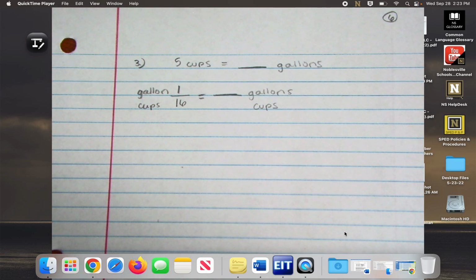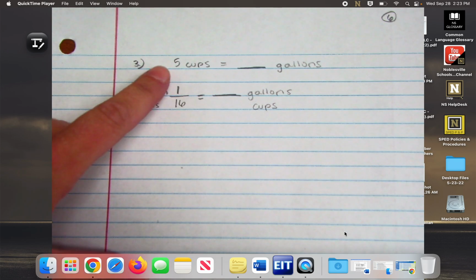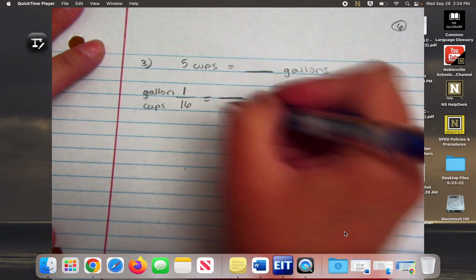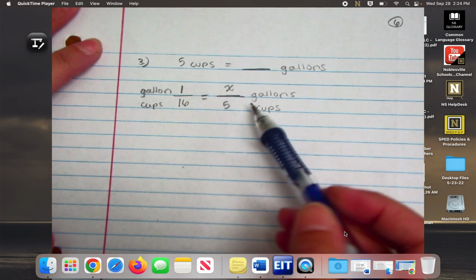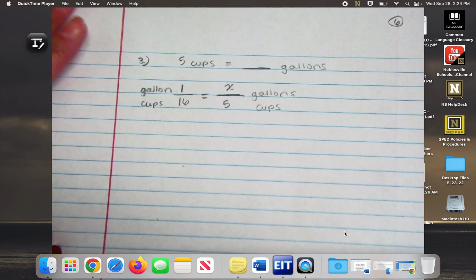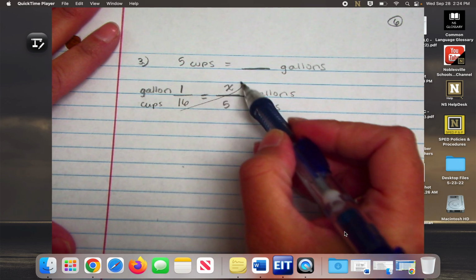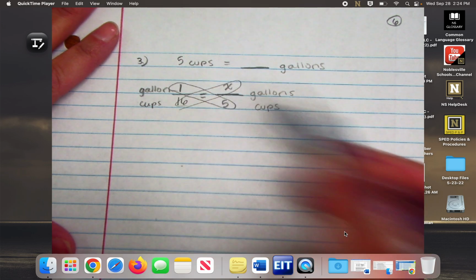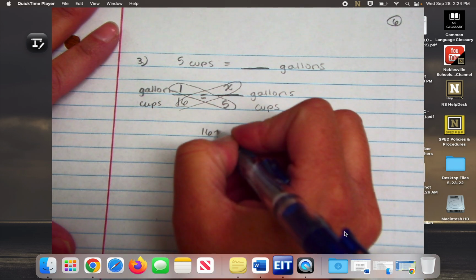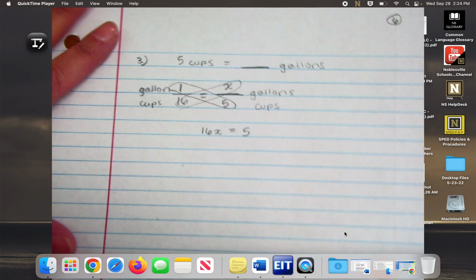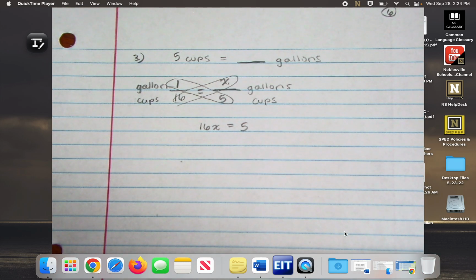The reason this is going to be different is because I have the cups value, so that's going to go into my denominator, and my unknown is now in my numerator. So when I draw these ovals, 16 times x is 16x, 5 times 1 is 5.